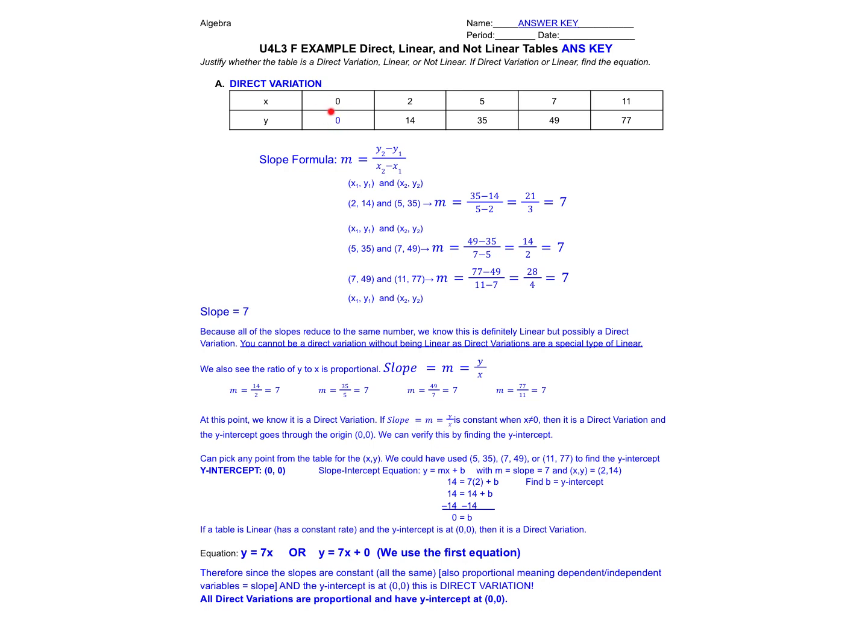We didn't know whether it went through the origin. We knew there was a point at (2, 14), (5, 35), (7, 49), and (11, 77). And our job was to determine, is this a direct variation, a linear, or a not linear problem?